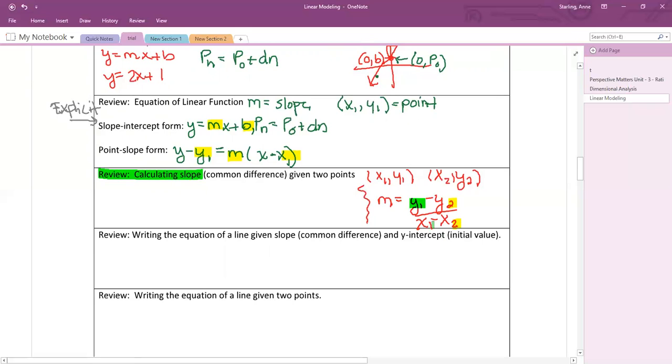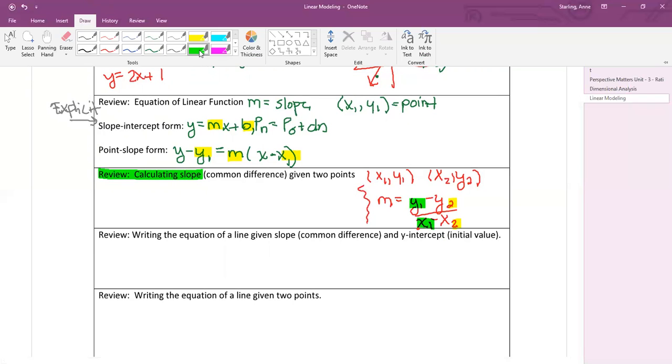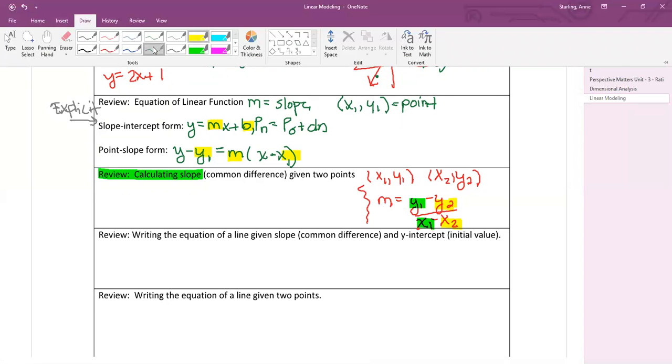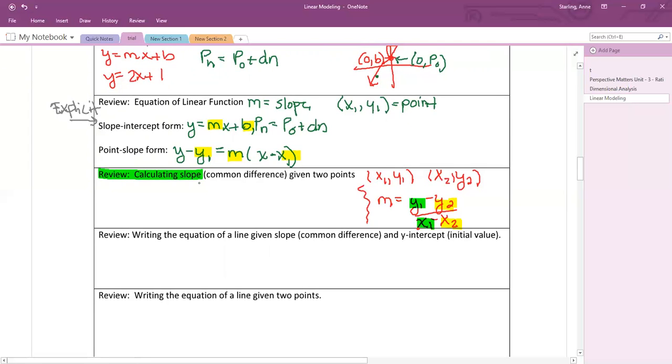So this represents 1 point. This represents the other point. And then y is on top, x is on bottom. But you could also do y2 minus y1, x2 minus x1. So you could also write it like this. Just as long as you keep your points straight. And the idea is it's how far you rise over how far you run. Rise, run.